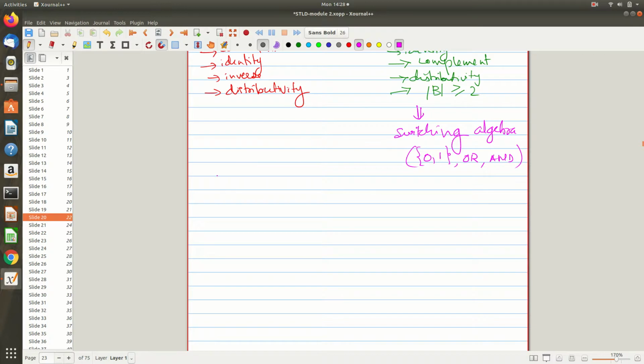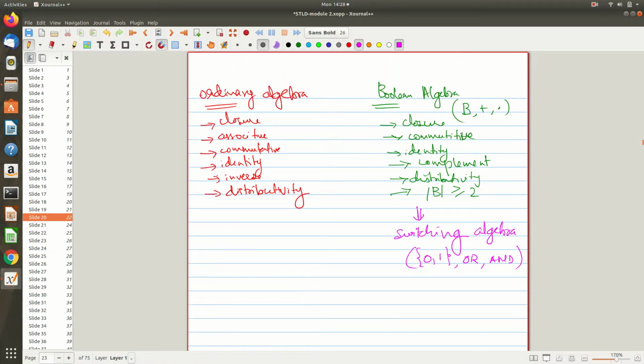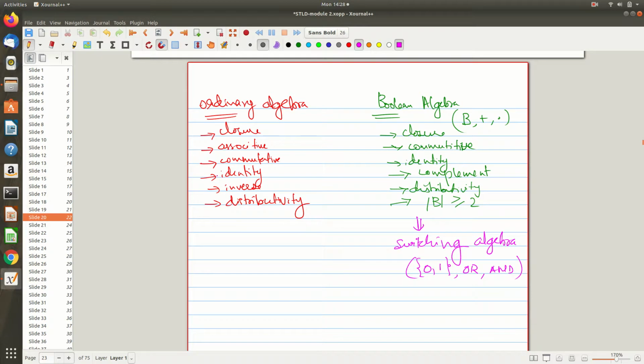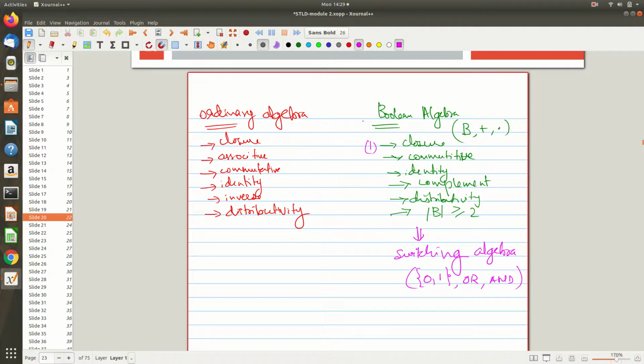Now the question is, is it a valid Boolean algebra? We want the switching algebra to be a Boolean algebra, right? So from that we have this concept. Whether it is capable of holding these 6 conditions, that is the first question. Closure property, you can see from the table itself.